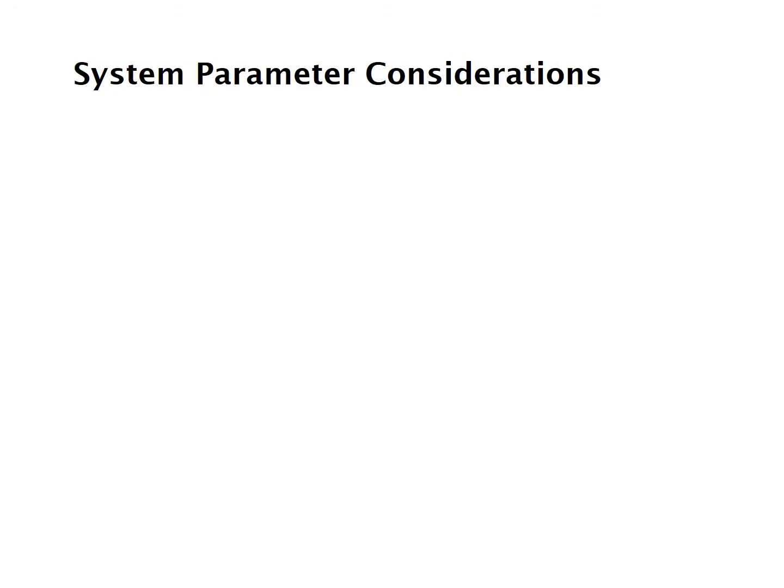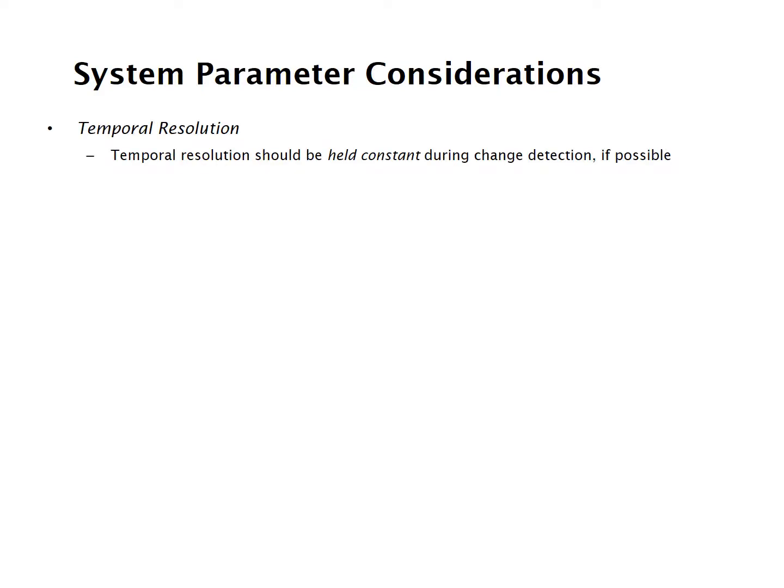Alright, so what are some of the system parameter considerations we need to think about? Temporal resolution. This should be held constant during change detection if possible. In other words, the time span that we're looking at, you want it to eliminate any effects of time. So if you're looking at something that happened, you want the time to be relatively close together, not, for example, looking at bare land after a forest fire and then comparing it to something in the dead of winter, when all the leaves are off the trees and the vegetation numbers may look very different.